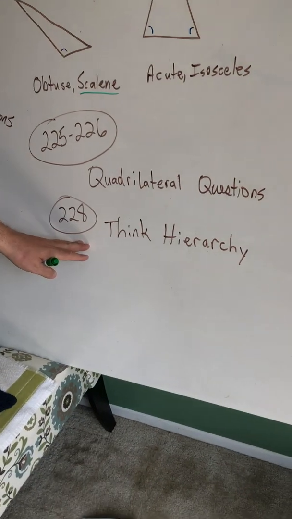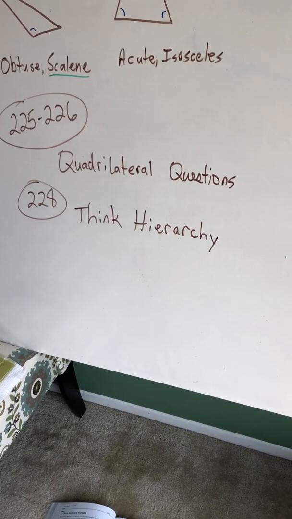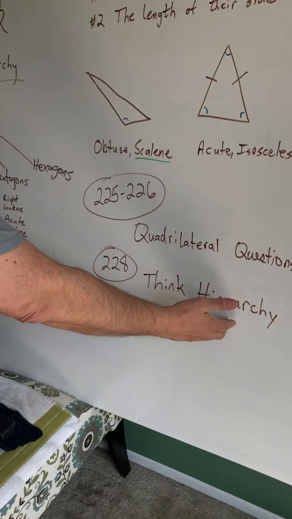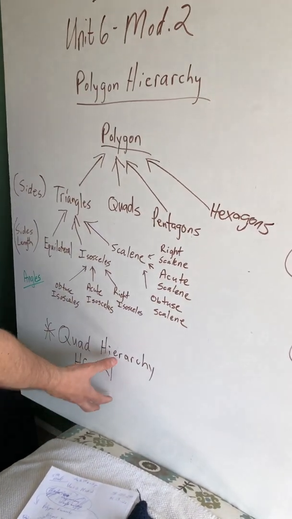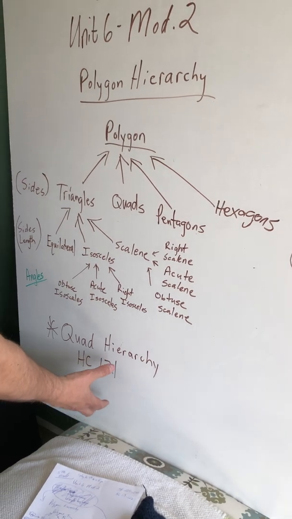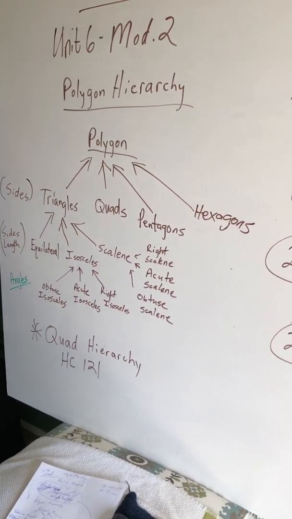Okay, when you get to 228, think hierarchy. Remember what I was just telling you about, if you list what a rectangle's classifications are, a square fits a rectangle, but a rectangle doesn't fit a square, okay? So if you think hierarchy in that sense, remember, we did the polygon hierarchy. You have a quad hierarchy on Home Connections 121. Take a look at them. Just look at them, get familiar with them, and it's really not a big deal, I promise, okay?